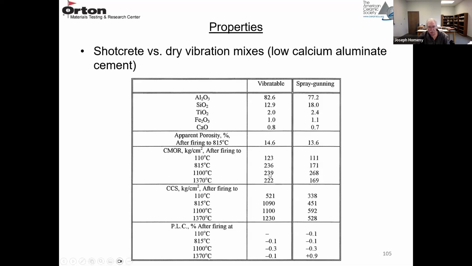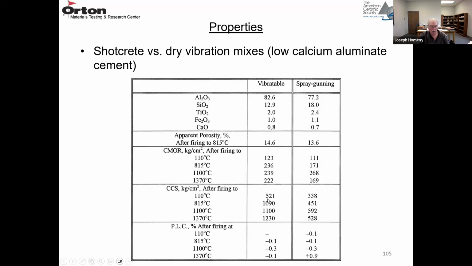So the dry vibratable is actually outperforming the sprayed material. It has no water. It's vibrated into place to form a dense lining. And then there's an additive to promote the sintering. So you can see the dry vibratable is actually superior to this shotcreted material. And then the percent linear change should be small.